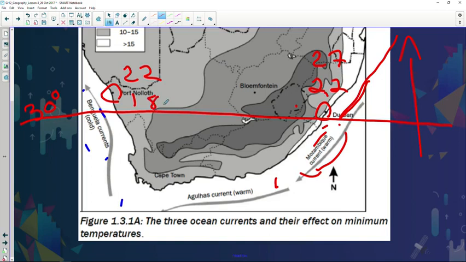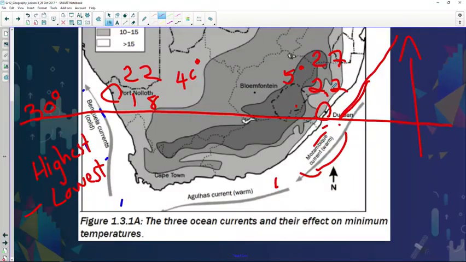Now to calculate the temperature range, what does one do? You take your highest temperature and you subtract your lowest for the day. So the temperature range for Port Nolloth is 4 degrees Celsius. Temperature range for Durban is what? 5 degrees Celsius. So very much similar, but there's a difference in the temperature itself. Durban experiences much warmer temperatures than Port Nolloth.